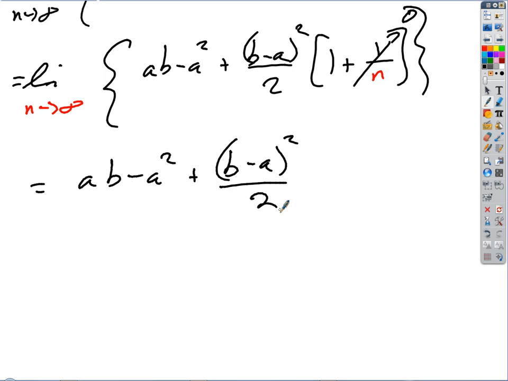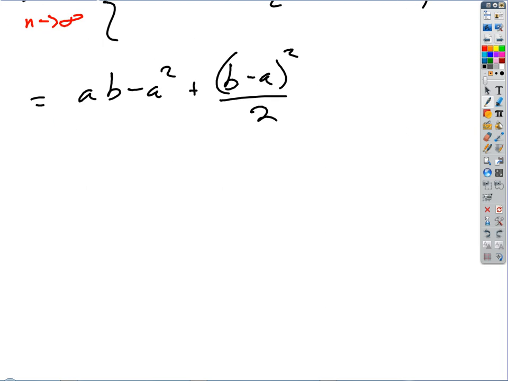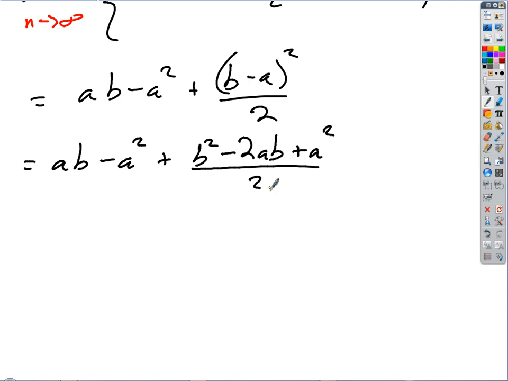Okay, so there's some algebra to be done here, and we've got to just reshuffle things. We're going to see if we can make this look simpler. So what if we expand out the b minus a squared part? I get ab minus a squared plus, if we expand this out, that's going to give us b squared minus 2ba plus a squared, all over 2.